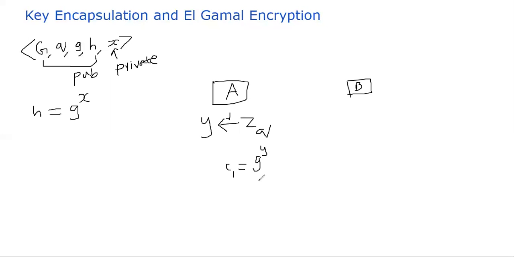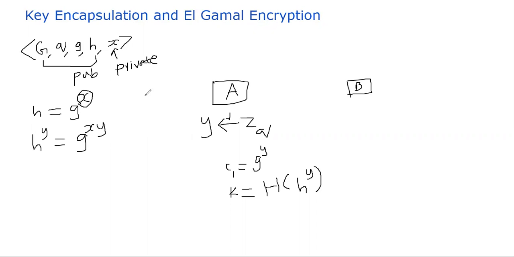For encryption, we need an encryption key. How do we do that? Alice is going to generate the key K by doing a hash, using a special hash function I will explain in a moment. The input to the hash function is H power Y. What is H power Y? H power Y is nothing but G power XY. Only Bob knows this; this is Bob's secret.